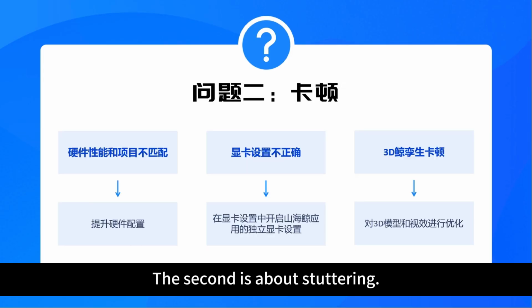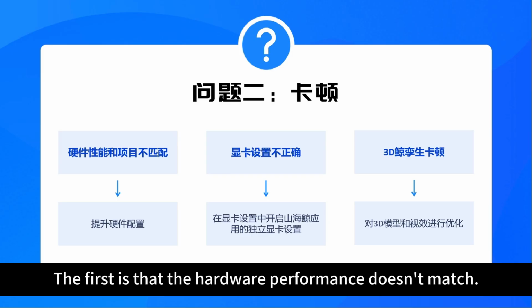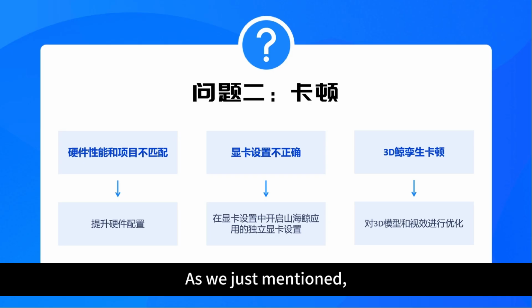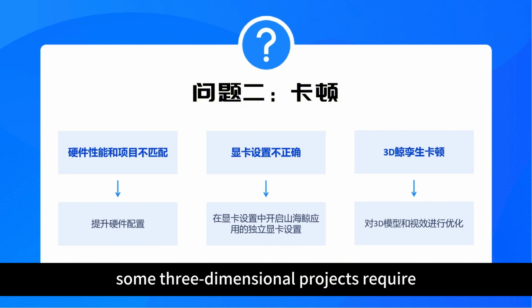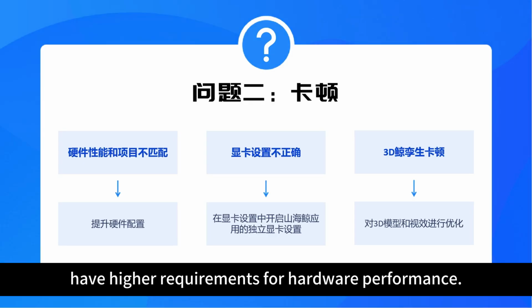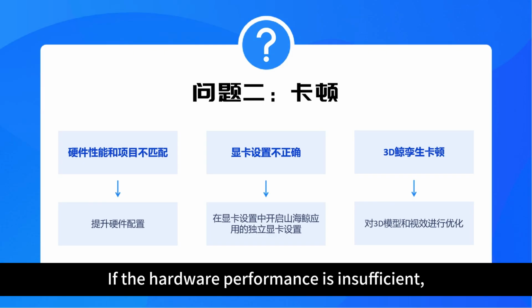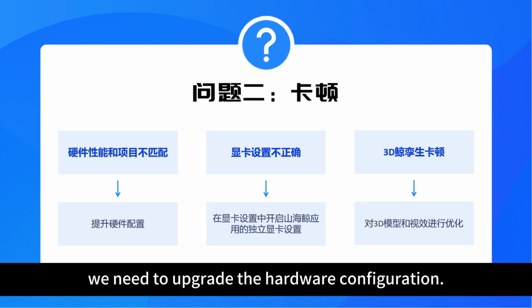The second is about stuttering. There are 3 types of stuttering. The first is that the hardware performance doesn't match. As we just mentioned, some 3-dimensional projects have higher requirements for hardware performance. If the hardware performance is insufficient, we need to upgrade the hardware configuration.